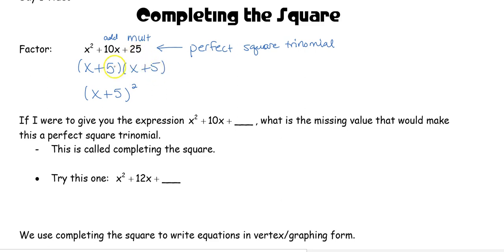So it's not like it's 7 and 5 or 3 and 5. I get a positive 5 and a positive 5. I don't have one positive and one negative. So this is a perfect square trinomial. When it factors, we're going to get that same number twice.